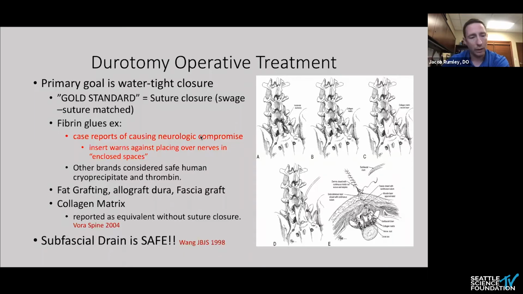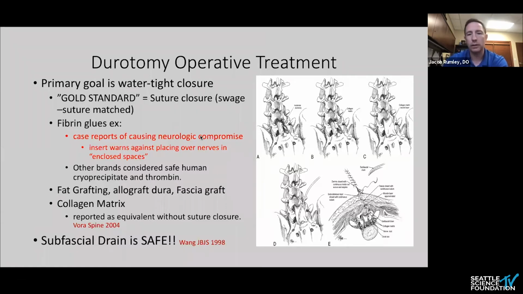There's another one that goes by a trade name of Tacil that is actually considered safe in humans, and I'm not picking on it, it's just an example, but it's actually human cryoprecipitate thrombin. So there's a question of whether or not you need to disclose that to patients that they're getting a non-autogenic tissue. Lastly, you can use fat grafting, allograft dura, fascia lata, which thankfully, due to some of these other products, we don't have to go to as often.